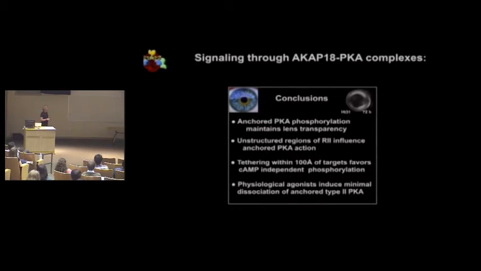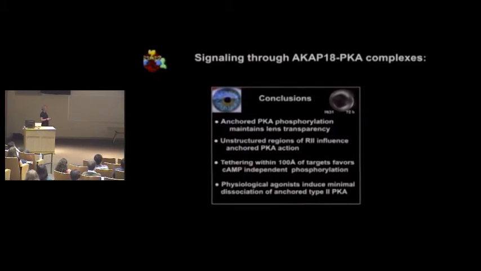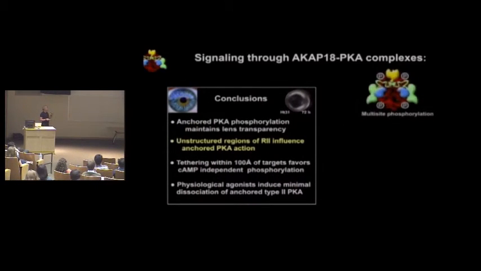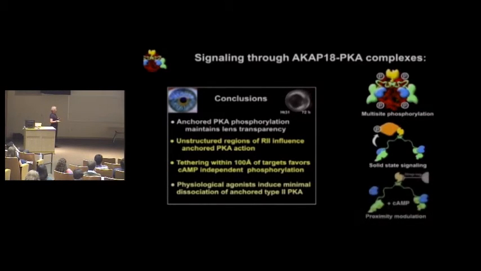So with that, I'll conclude and just summarize what I was talking about. In a physiological context, anchored PKA phosphorylation maintains lens transparency. From a structural point of view, unstructured regions of the R2 regulatory subunit influence anchored PKA action to allow this sort of reach around, and tethering within about 100 angstrom targets to favor cyclic AMP independent phosphorylation. We call this solid state signaling.